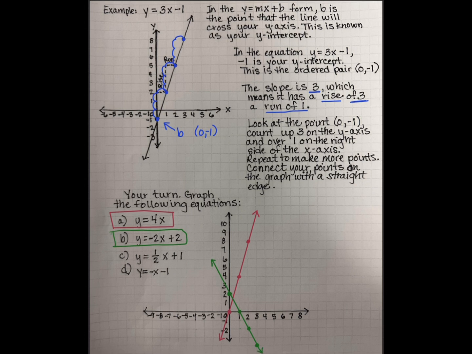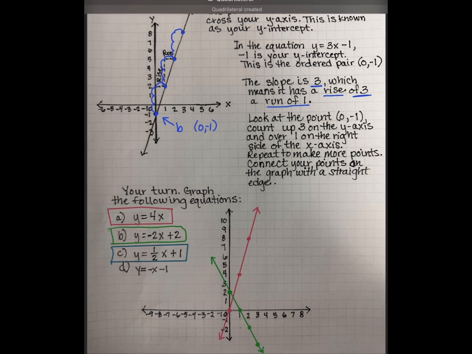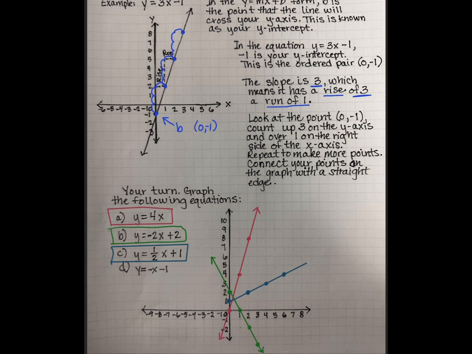In the next equation, y equals 1/2 x plus 1, I'm going to start at my y-intercept of positive 1 on my y-axis. That is the point 0, 1. Now I've noticed that I have 1 over 2. What that means is I'm going to go up my y-axis 1, and over on my x-axis 2. So you can see that I've placed the dots or the points on the line at up 1 over 2 each time.